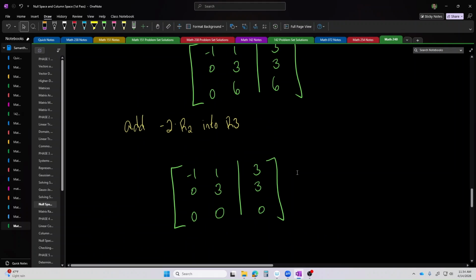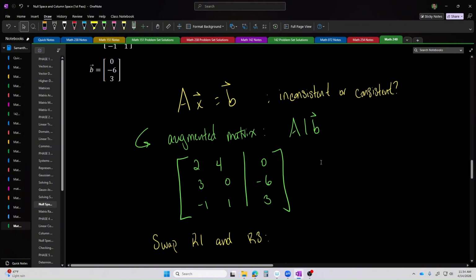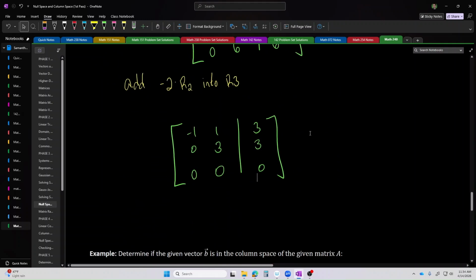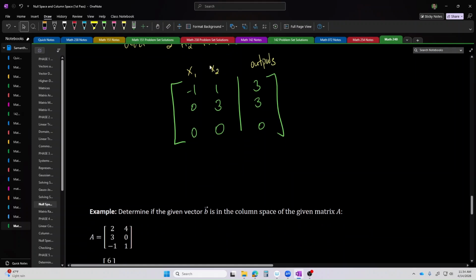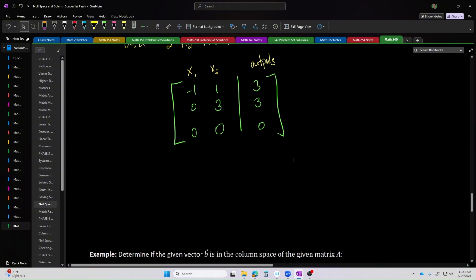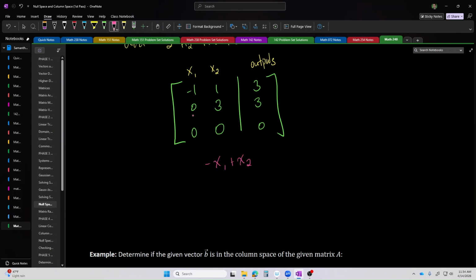So if I think about this in terms of a system of equations, or in terms of this matrix equation, I'm asking the question, does this equation have a solution or not? If I say for a moment that these first entries are the variables, I'll call them x1 and x2. I do have 3 equations and 2 variables here, but because the last row has completely vanished, I'm only getting 2 meaningful equations from the augmented matrix: -x1 plus x2 equals 3, and 3x2 equals 3.